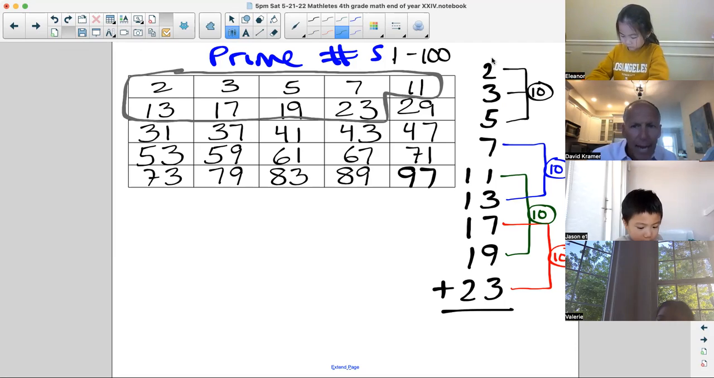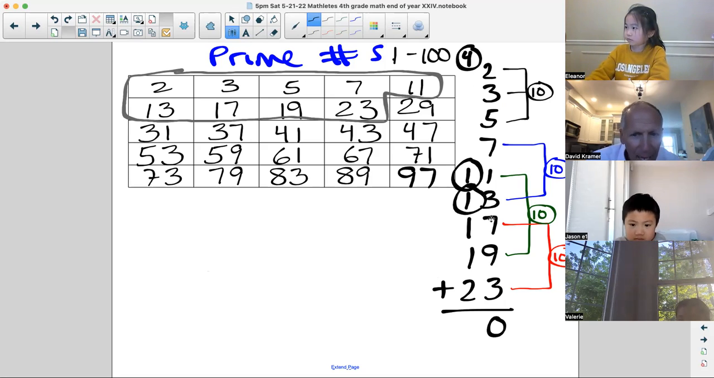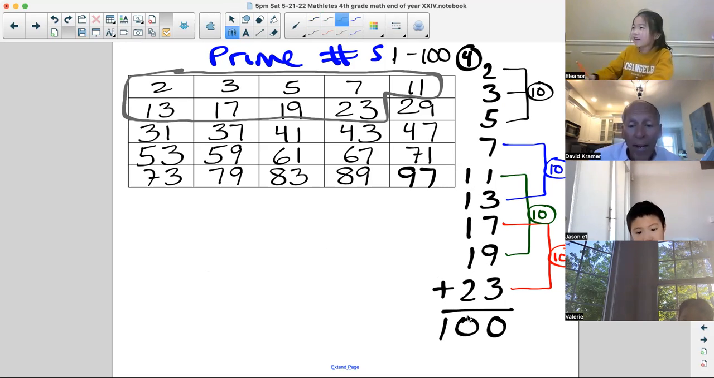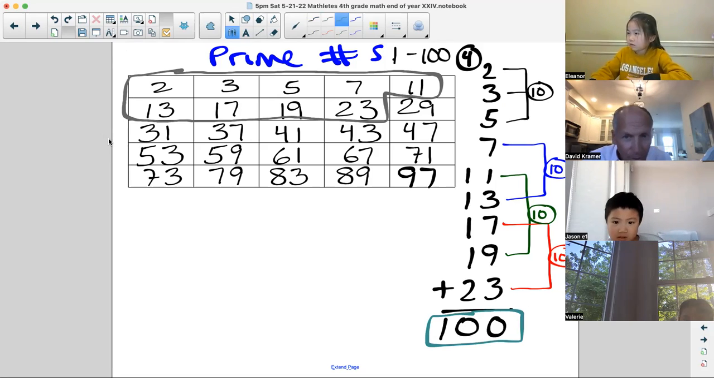Okay. Did anybody get the ones column? Who got the ones column? I just had a 50, but I didn't add a 23. Yeah, but buddy, you have the ones column. Just add the ones column. Valerie, what'd you get? 40. Right, it's 40. And so you carry the 4 in the tens column. Come on, guys. Five, six, seven, eight, nine, 10. What do we get? 100. Wait a minute. The first nine prime numbers add up to 100? That's crazy.